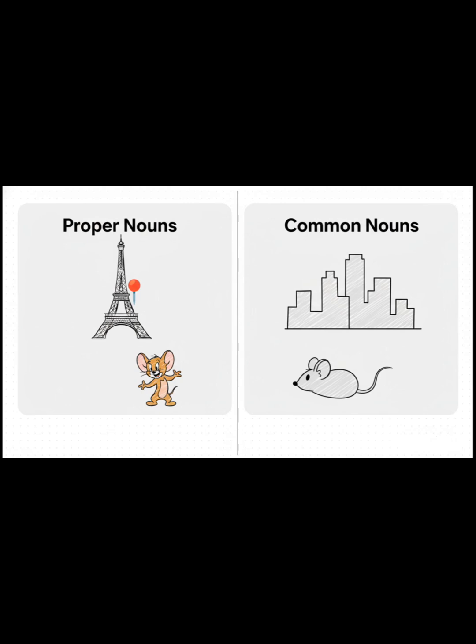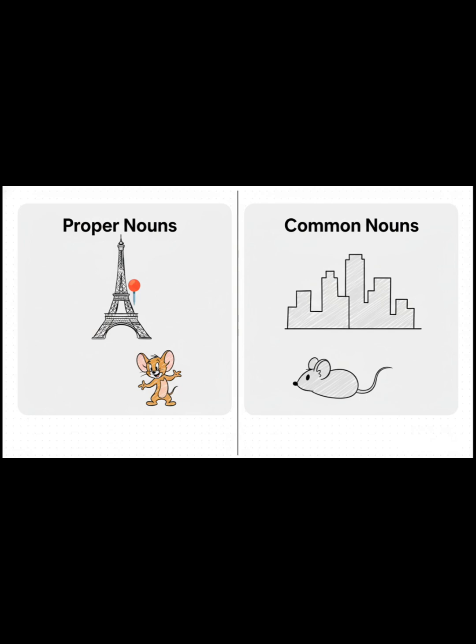Okay, so what's the big difference here? It's actually pretty simple. A proper noun, that's the specific name for one particular person, place, or thing. And the big giveaway? It always starts with a capital letter. So Jerry isn't just any mouse, he's Jerry. Paris isn't just any city, it's Paris.